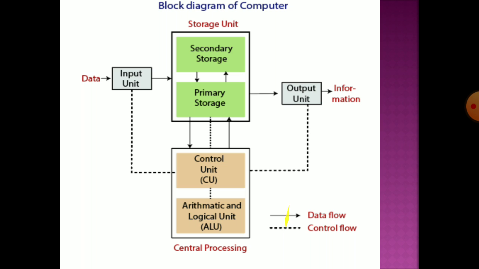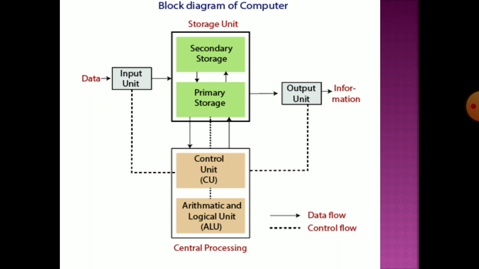Next we have data flow. How is the data flowing from one unit to another? First it will come from your input unit to your storage. If the data is in your secondary storage, it will be sent to your primary, or if it is in primary and you want to store it permanently for a longer period of time, it will be sent back to your secondary storage. From your memory, the data can come to your CPU for calculation.